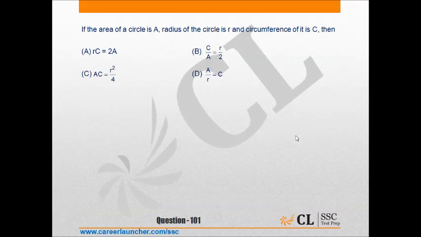The question number 1 is, if the area of a circle is A, radius of the circle is R and circumference of it is C, then which one of the following is true? It is one of the simplest questions which every one of you must attempt. We know that area is equal to pi r square and circumference is equal to 2 pi r. If I multiply this by r and this by 2, I'll get equal to A. So I can say that C into r by 2 is equal to A. I can clearly see that C into r is equal to 2A. So option A is the correct answer.